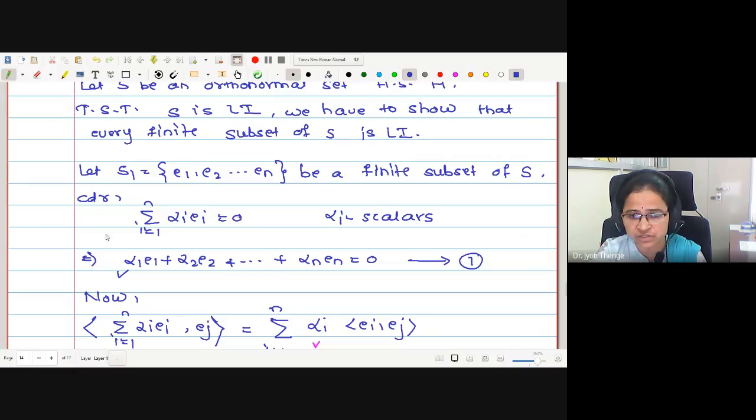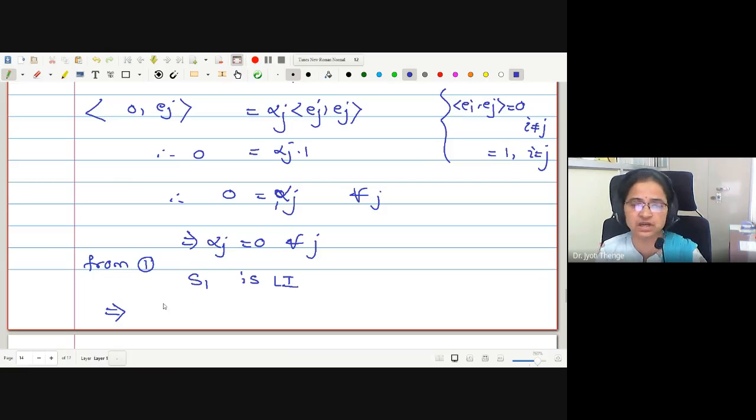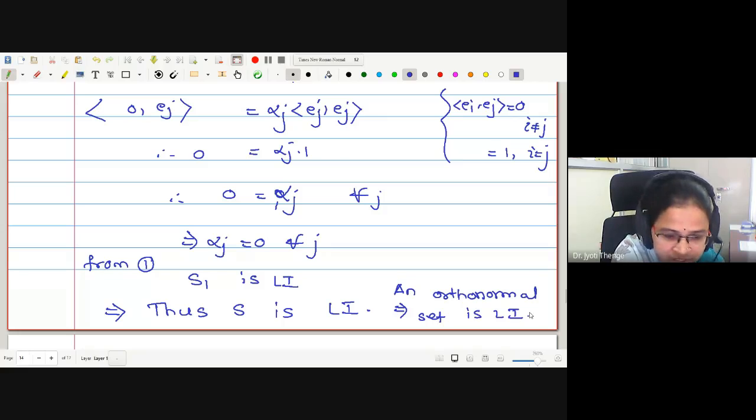Therefore, whatever scalars we have used in this linear combination, all the scalars are 0. Therefore, from 1, I may write S1 is linearly independent. What is S1? S1 is a finite subset of S, and every finite subset is linearly independent. Thus, S is linearly independent. That is, an orthonormal set is linearly independent. Hence the proof. Any doubt on this theorem from the student side?